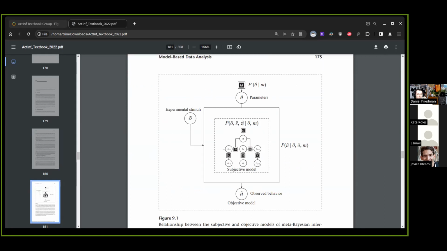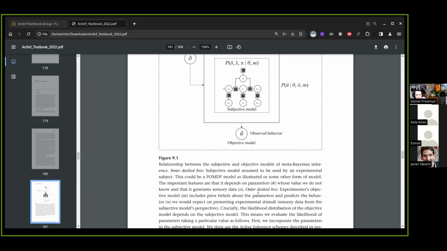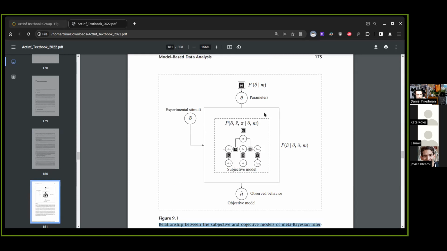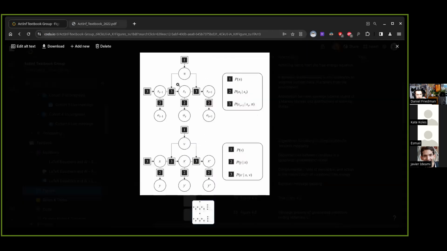Let's look at figure 9.1 and then feel free to ask it with this setting. This is kind of like just a graphical overview of the setting that was described above. And this is going to help us clarify subjective and objective modeling. So this is the relationship between subjective and objective models in the context of this Bayesian inference. The inner dashed box should look familiar. It's figure 4.3.